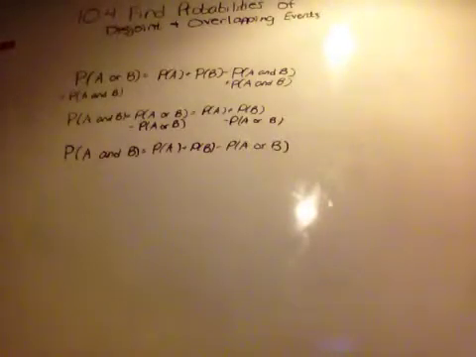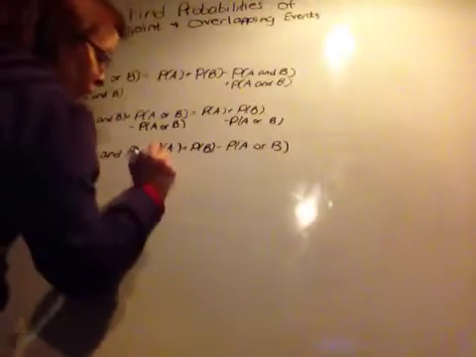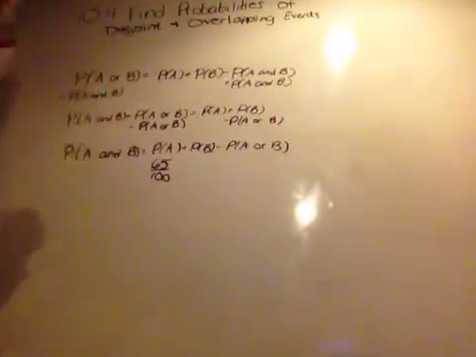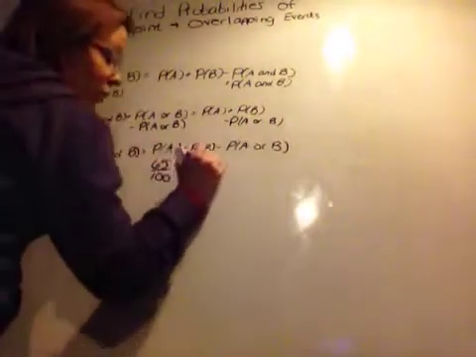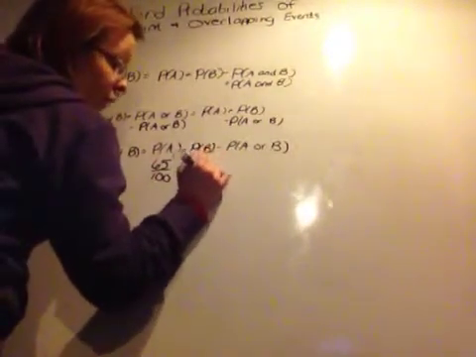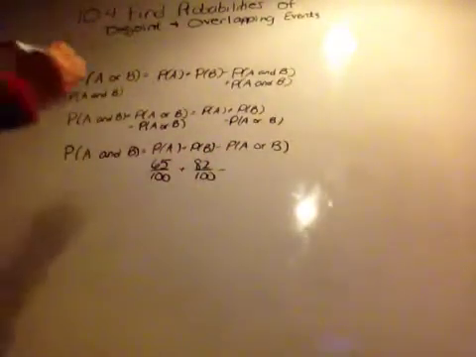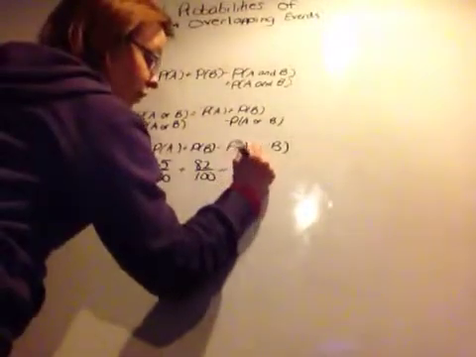So now I'm going to plug in the information that I know. So I know that the probability of A, which we could say is own a car, would be 65 out of 100. The probability that they own computers is 82 students out of 100. And the probability they own a car or a computer is 92 students out of 100.